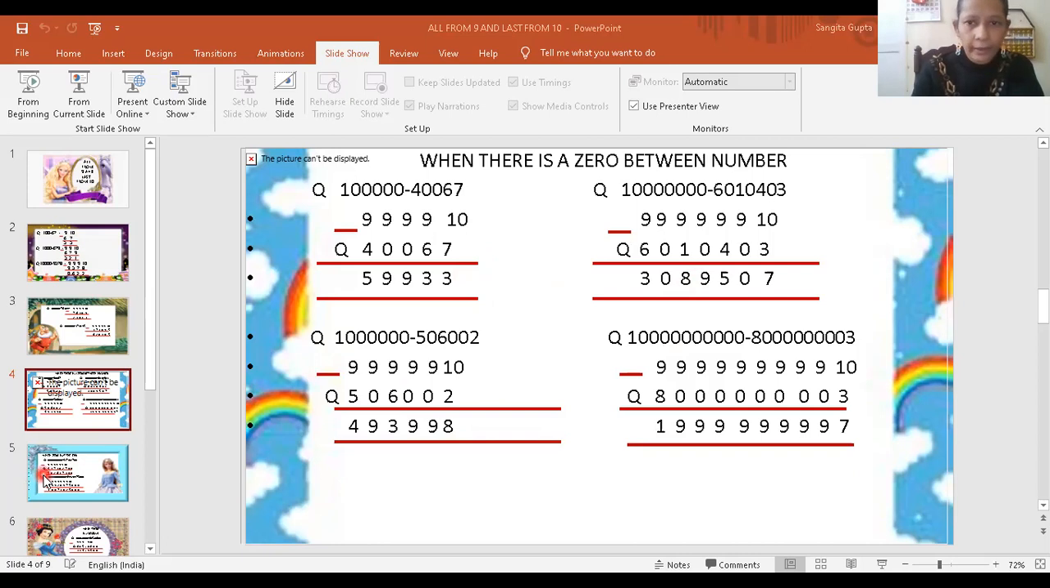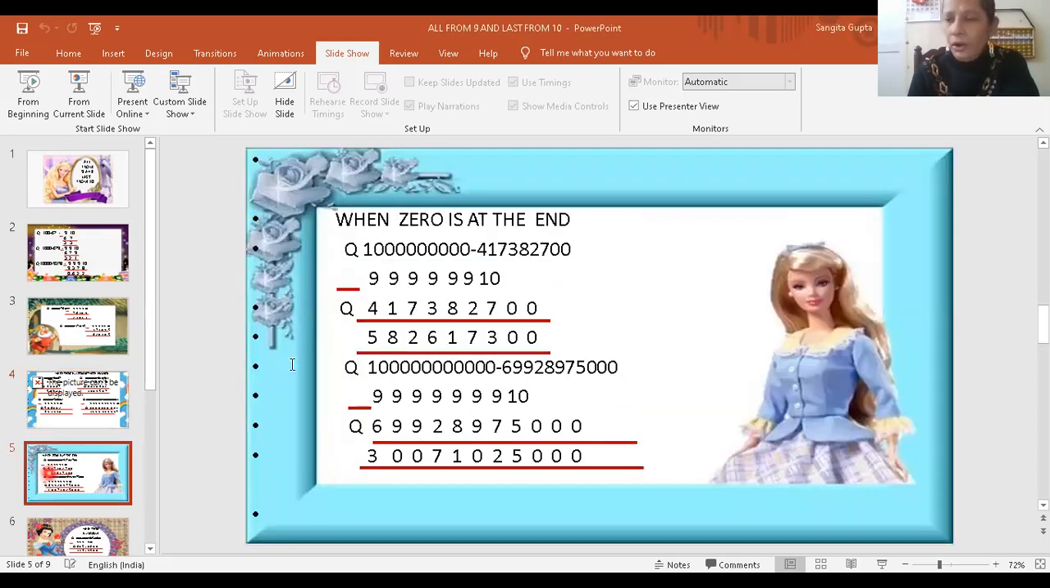Now you look here, I'm going to tell you something different. Now there is a difference between the previous condition and the condition we are doing now.